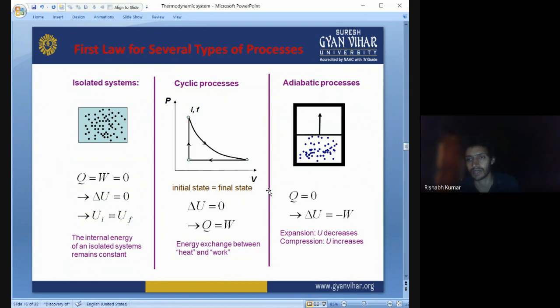If work is done by the system on the surrounding, then internal energy is going to decrease. And if work is done on the system by the surrounding, then internal energy is going to increase. So in expansion, when work is done by the system, your internal energy will decrease. And compression of the system means that work is done by the surrounding on the system. So for that case, your internal energy will increase.